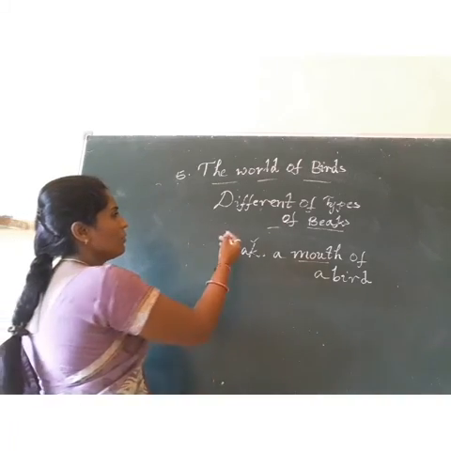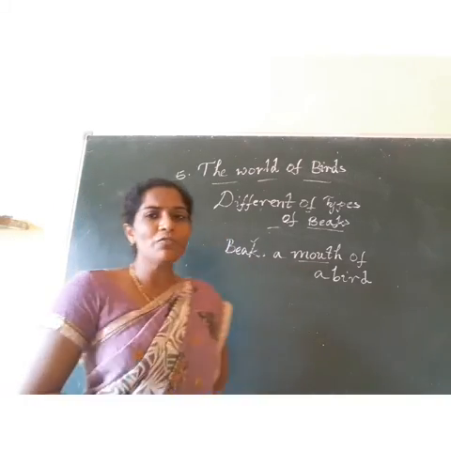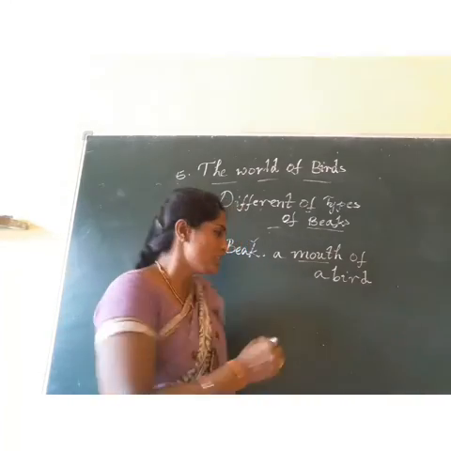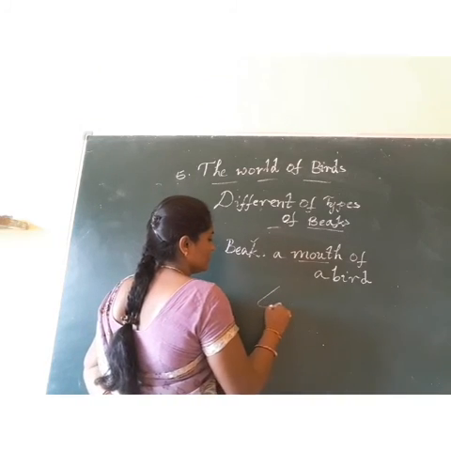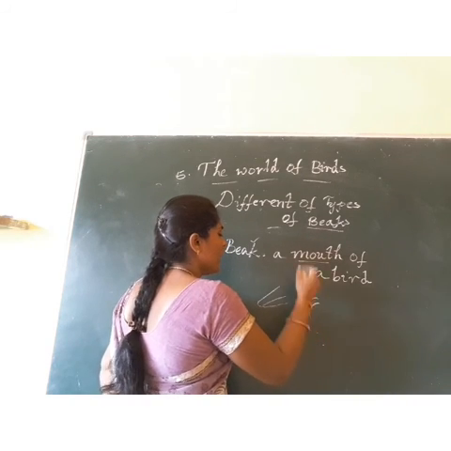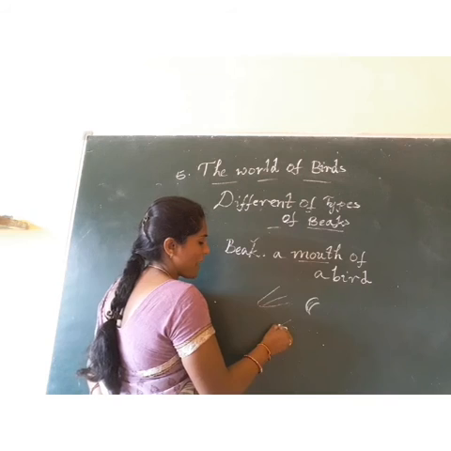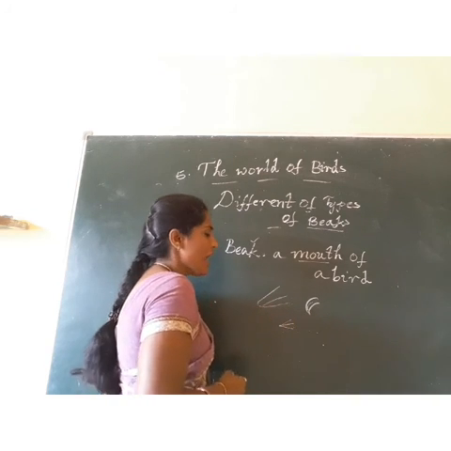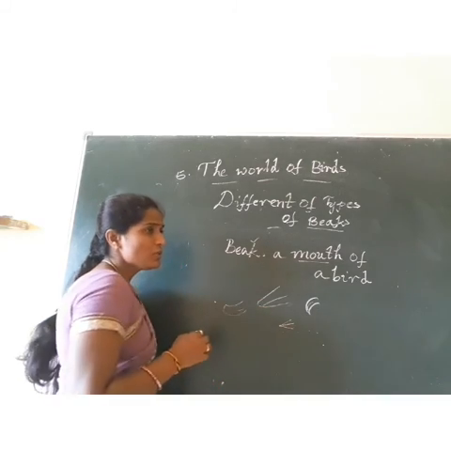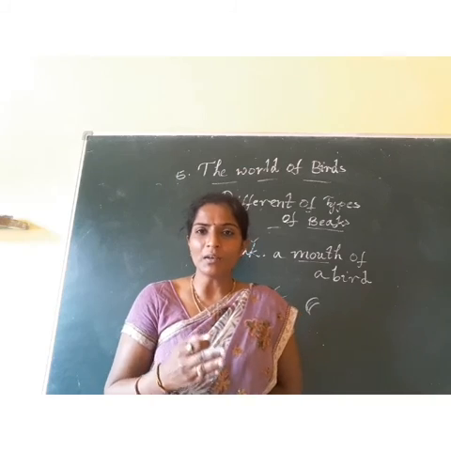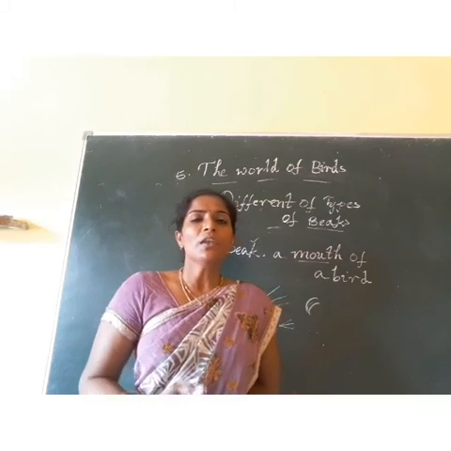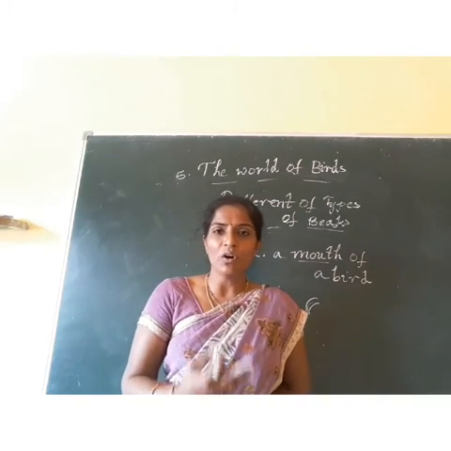Now we have to discuss the different types of beaks. If you look around your surroundings, if you observe the crow's beak, it is different. If you see the parrot's beak, it is also different. And the sparrow's beak is also one type of beak. And the duck's beak is also different. So different birds have different beaks, in different sizes and different shapes. Now the different types of beaks.